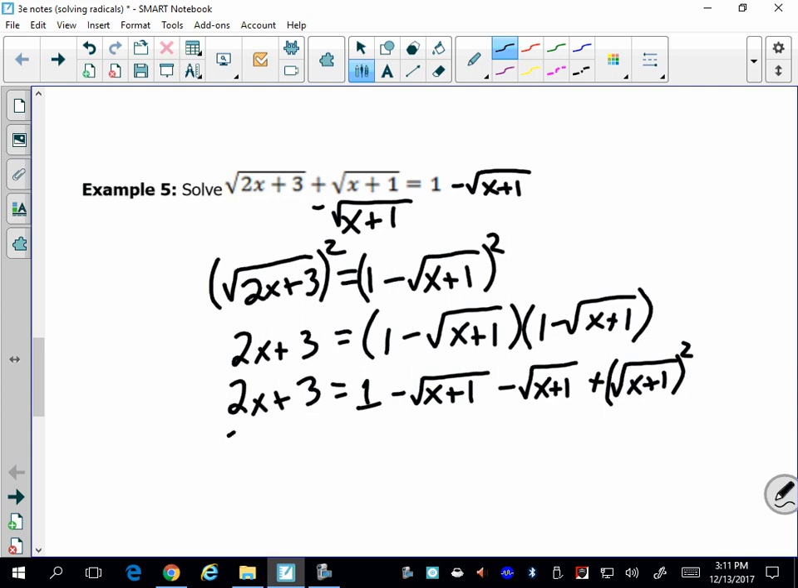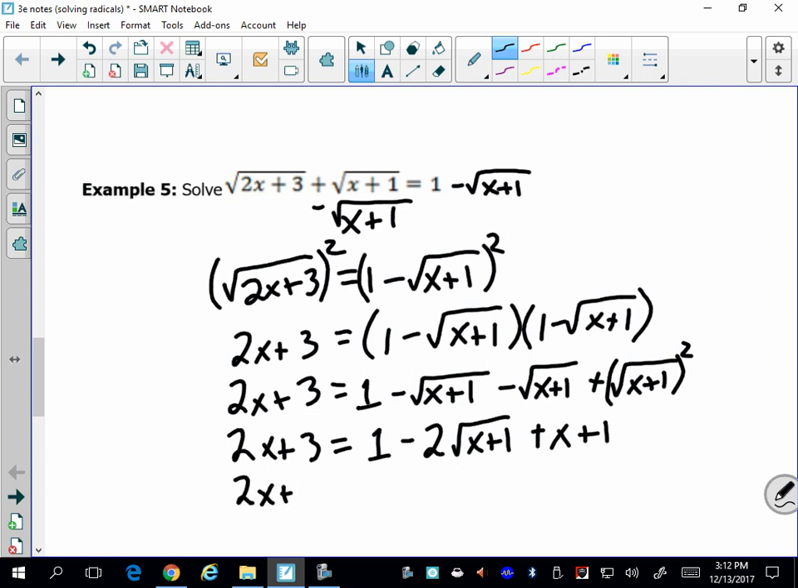Alright, let's simplify this down a little bit. Left side's still the same. Right side, 1 minus, both of these are like terms, so minus 2 square root of x plus 1 plus, square root and square cancel, so it's x plus 1 that comes down. Drop the parentheses because that's only needed with the square root. And we're still gathering like terms. So we have 1 plus 1 is 2, minus 2 square root of x plus 1, plus x. Keep on going.